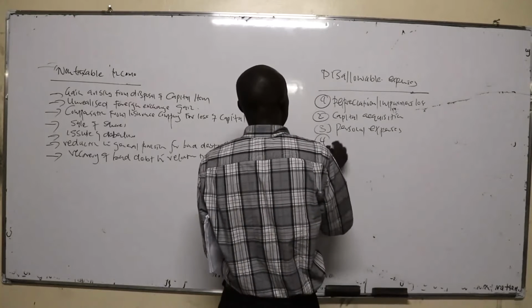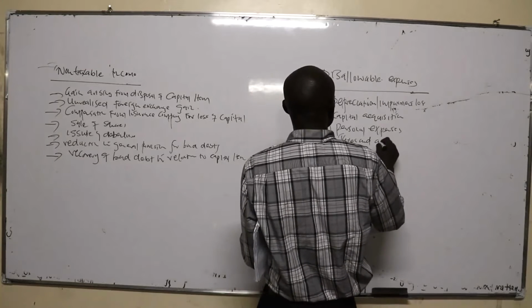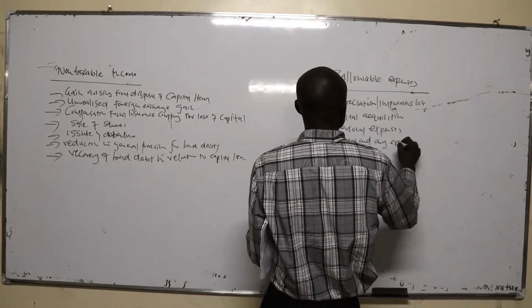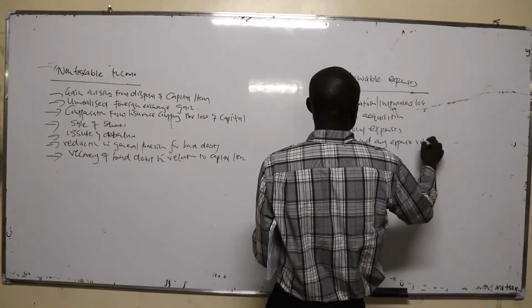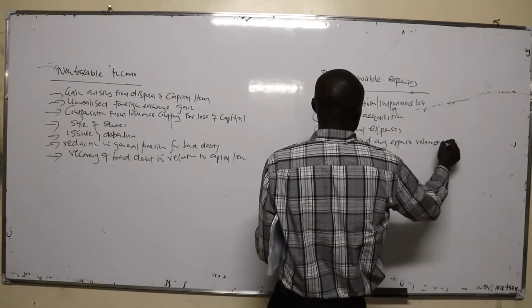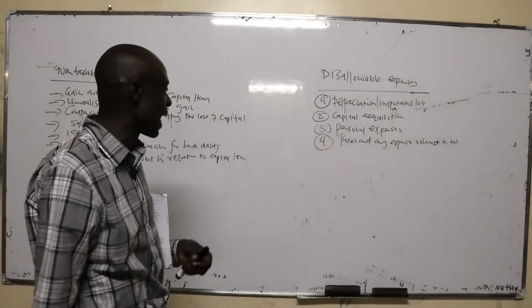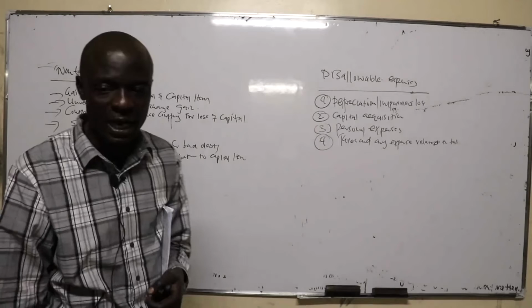Number 4, taxes and any expense related to tax. Any expense that is related to tax is not allowed. Tax and any expense that is related to tax is not allowed.